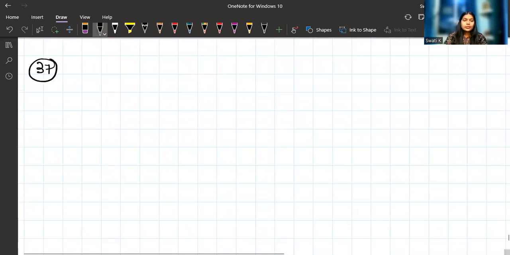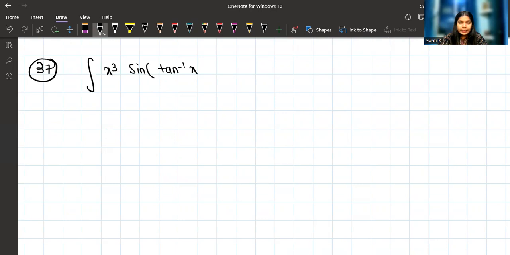All right. So in the 37th question, you have to integrate x cube sine of tan inverse x raised to 4 upon 1 plus x raised to 4 dx. Okay, so this is the question, and now we need to simplify this.